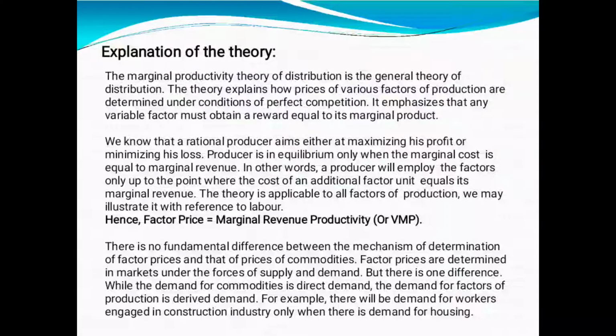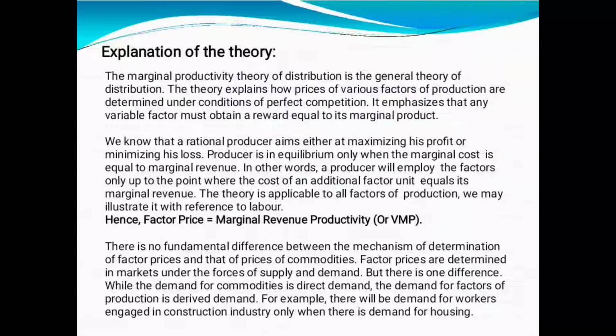Explanation of the theory. The marginal productivity theory of distribution is generally the theory of distribution. The theory explains how prices of various factors of production are determined under conditions of perfect competition. It emphasizes that any variable factor must obtain a reward equal to its marginal product.